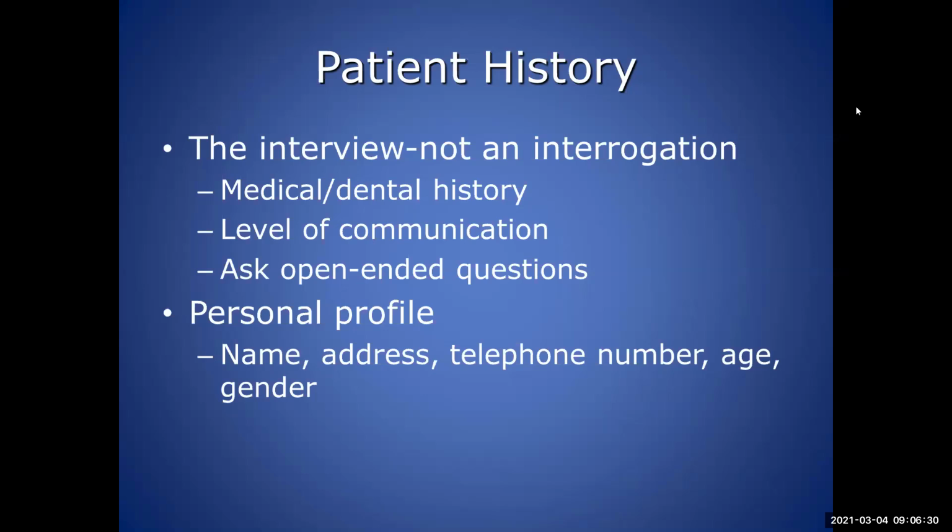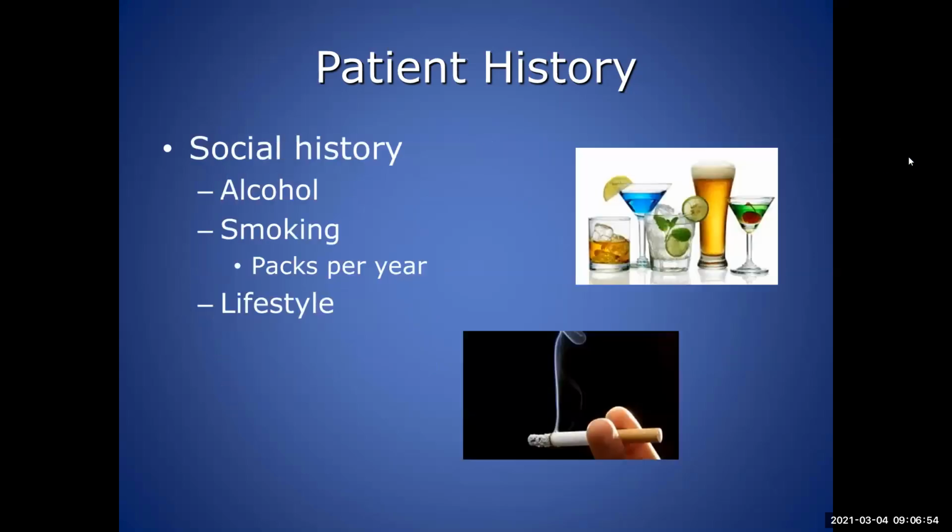Personal profile, name, address, telephone number, age, gender. Again, that's the demographics. Insurance companies oftentimes require that information, as well as for schools and dental clinics, they need that information for grant money as well, the demographics.